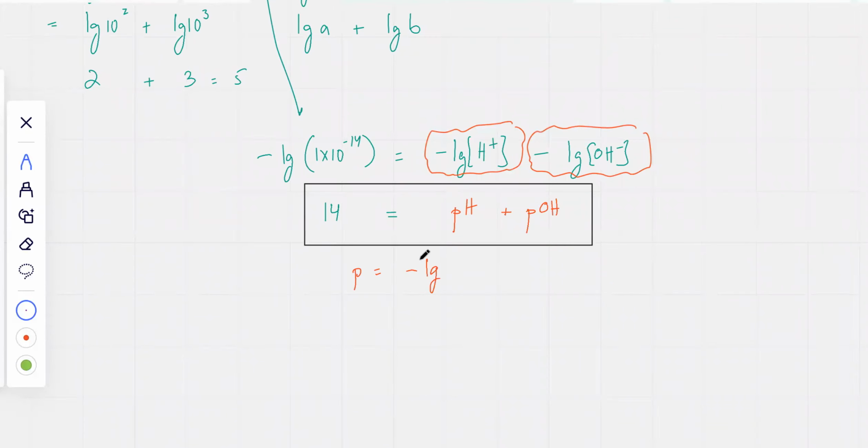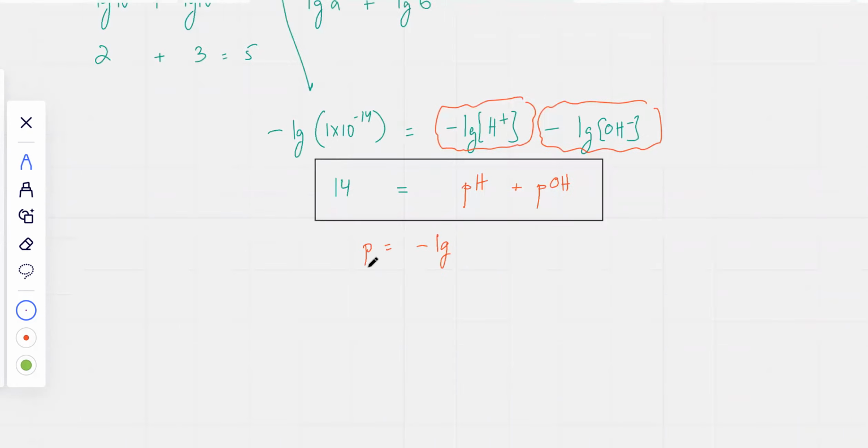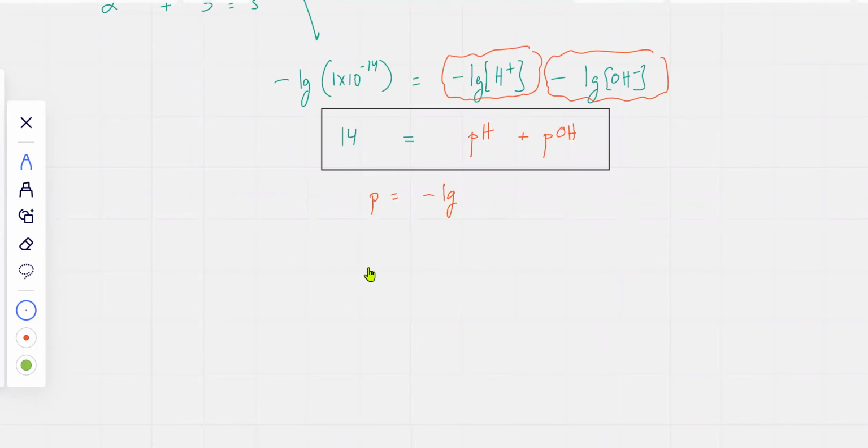So the negative sign is just there so that you don't get values in negative. That's why they multiplied it by negative. Now we're going to do questions. Remember, it's always going to be the concentration of H plus 1 ions. Now, what effect does it have when you multiply things by negative? What happens?